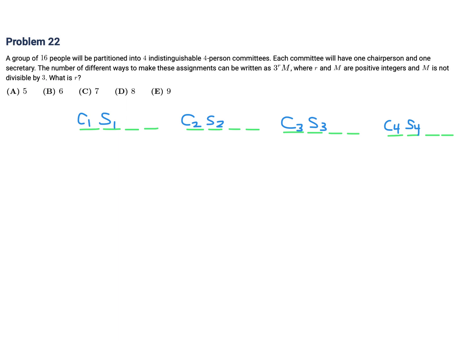Okay, what do I do now? Well, from the 16 people, you choose 4 in order to make that committee. And then when you do, you have only 12 people left over, and you choose 4 people to make that committee. Then you have only 8 people left over, and you choose 4 people to make that committee. And then finally, you have 4 people left over, and you choose those 4 to make the final committee.